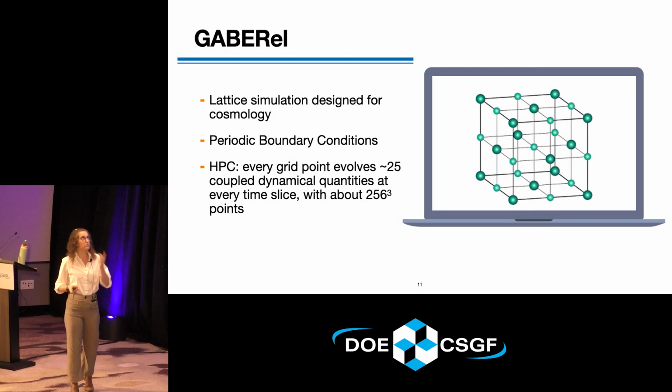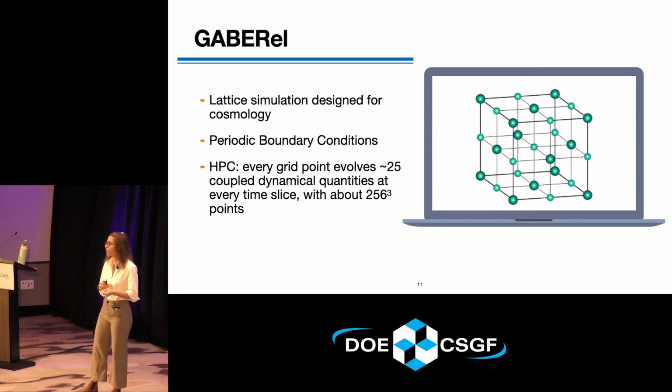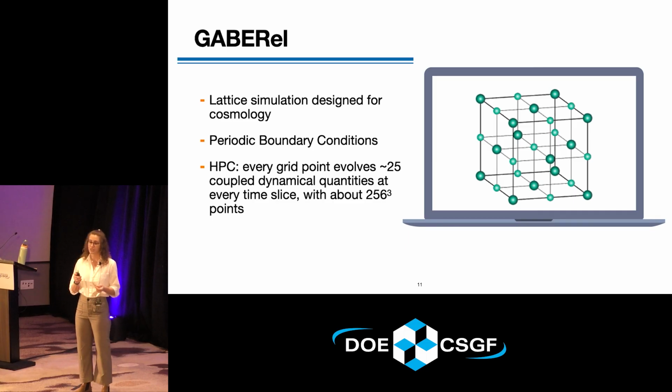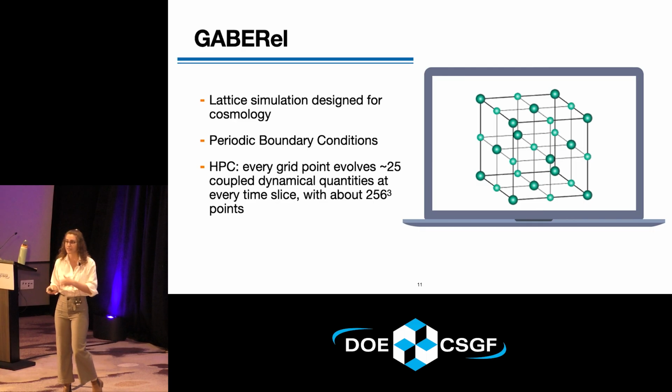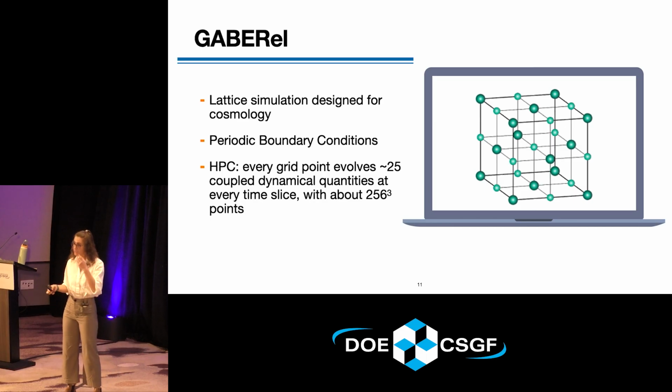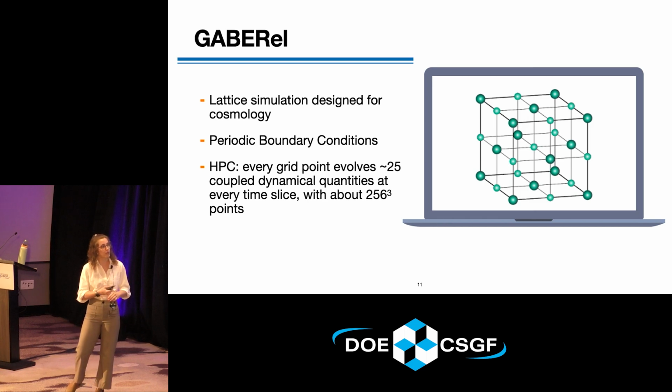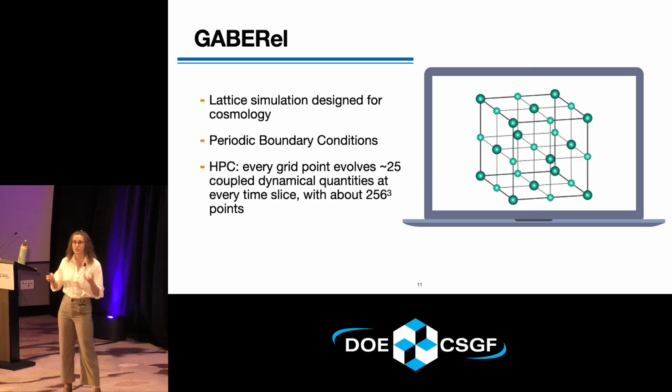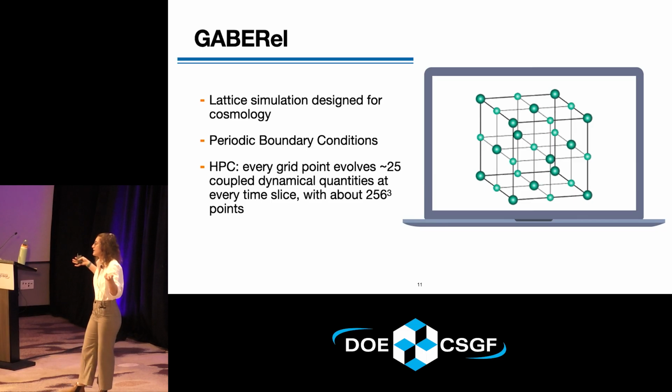OK, so what do I actually do in my work? I use a code called GABRIEL, which stands for Grid and Bubble Evolver with Relativity. And it's a lattice simulation. It does exactly what numerical relativity does, and it's designed for cosmology. It was built by my undergrad advisor, but I built a new version that includes fluids, which we'll talk a little bit about. And essentially what it does, right, is it discretizes space-time.